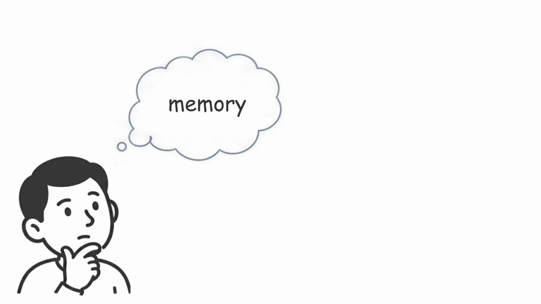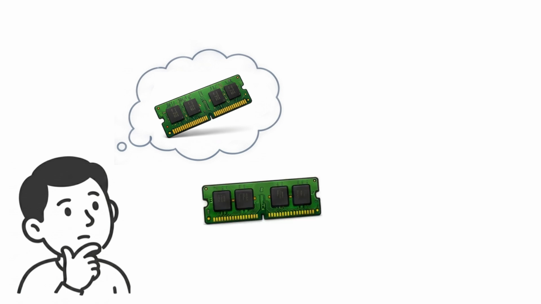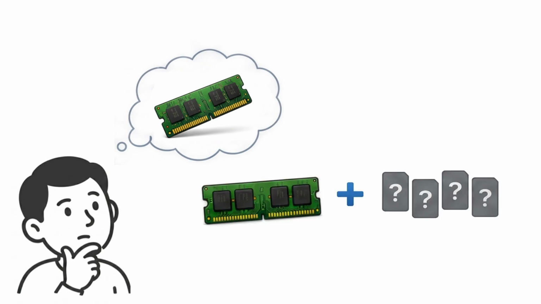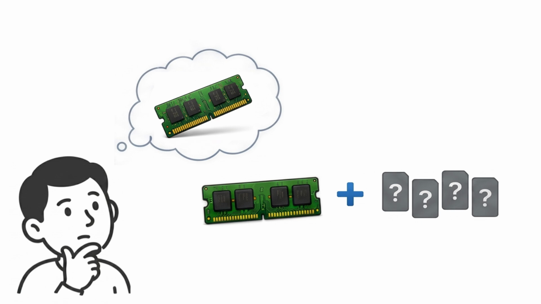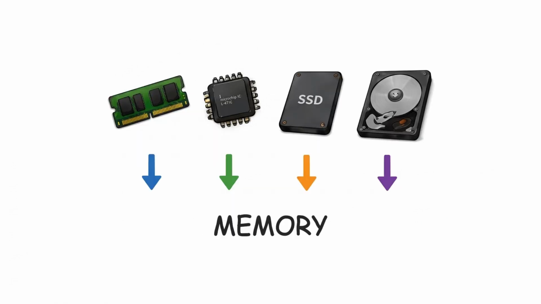When people hear the word memory, they often think of just one thing: RAM. But RAM is only one member of a much larger family. Inside every computer are several different types of memory. Although they're all called memory, they perform completely different jobs. So let's break them down.